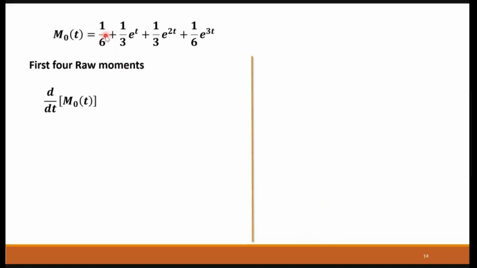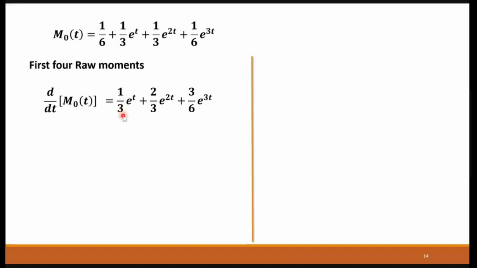1 by 6 is a constant, derivative is 0. ये तो same रहेगा. यहाँ पे 2 by 3 हो जाएगा, यहाँ पे 3 by 6. Okay, 3 by 2 you are getting. Let's check that. तो फिर 1 by 3 e raised to t का derivative ये, e raised to 2t का derivative 2 e raised to 2t and then 3 e raised to 3t. So 3 by 6 will become 1 by 2. Now put t equal to 0 after differentiating. हर एक जगह t को 0 put करना है.